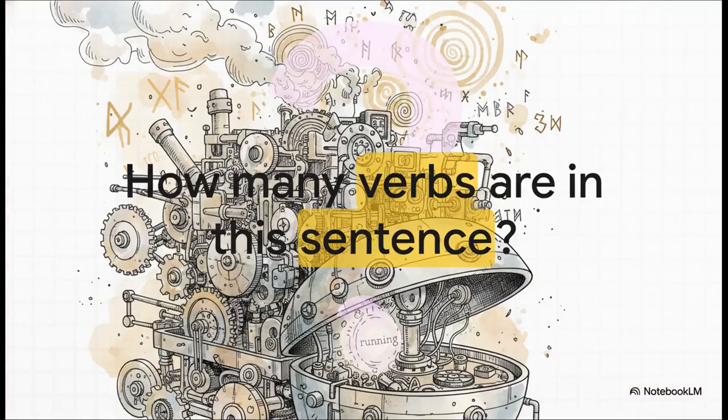So, let me ask you this. How many verbs are in that sentence? Now, the obvious answer is one, right? Running. But the real answer is a little more complicated than that. There's this whole grammatical machine working behind the scenes. And to really get it, we're going to have to pop the hood.